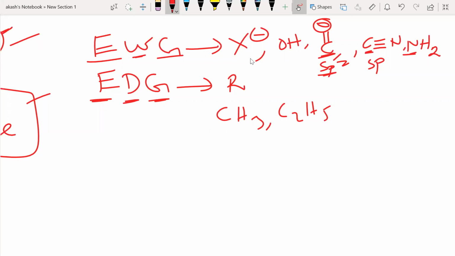So this you do not have to remember. There's nothing to remember, it's purely logical. But electron donating groups are going to be all alkyl groups, CH3, C2H5, all these things are going to be electron donating groups.